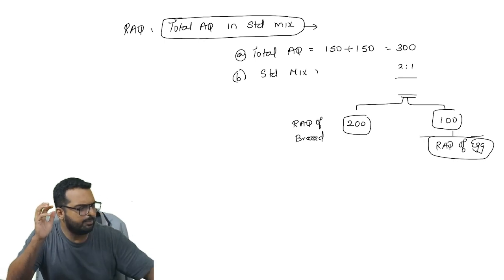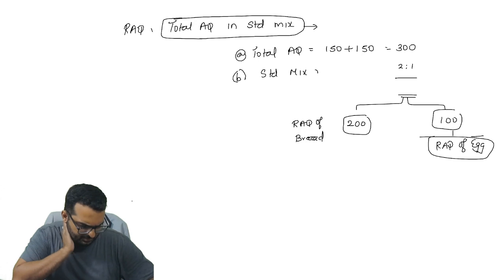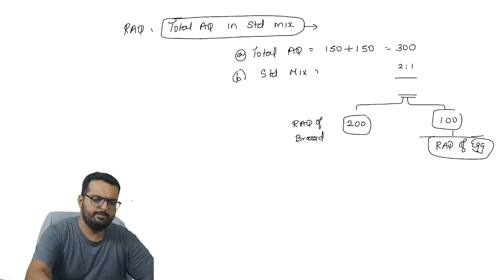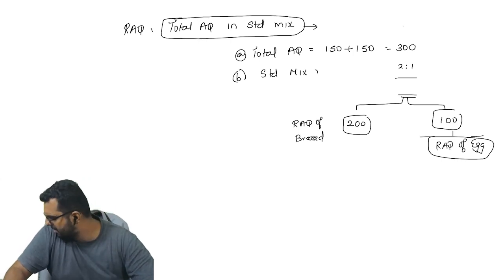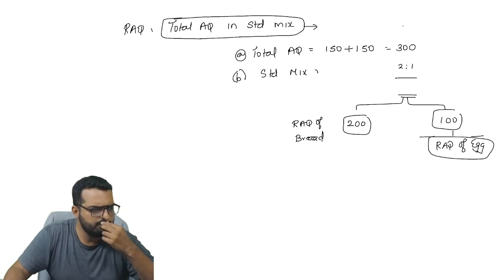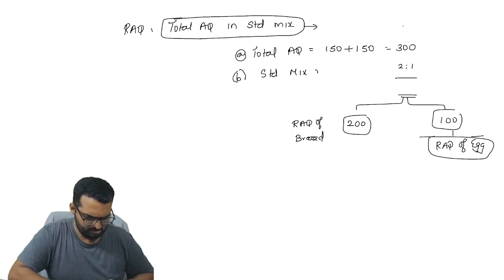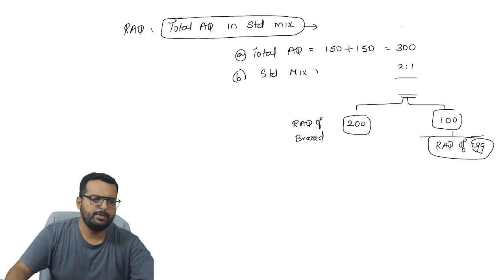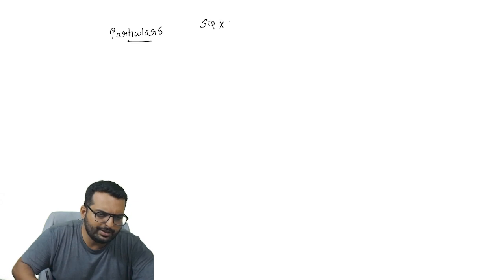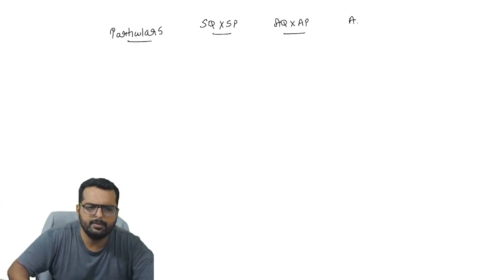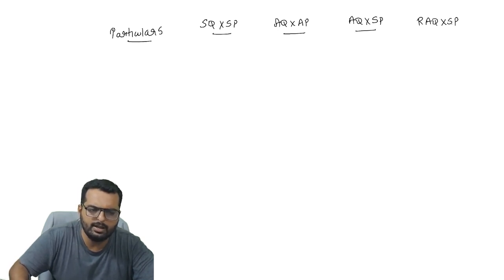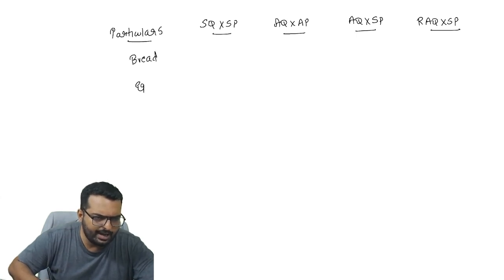Are you all done writing this, friends? Can I go to the next part now? All right. Once you are done with this, I'll now draw the table. Particulars: SQ into SP, AQ into AP, AQ into SP, and what is going to be the last one? RAQ into SP. So we have bread and we have egg.